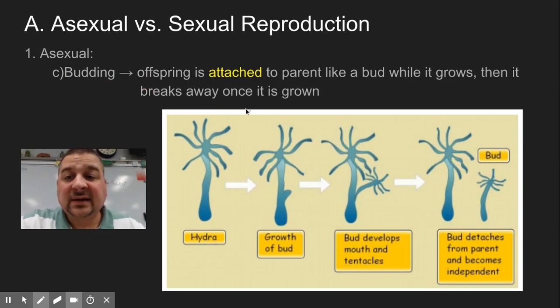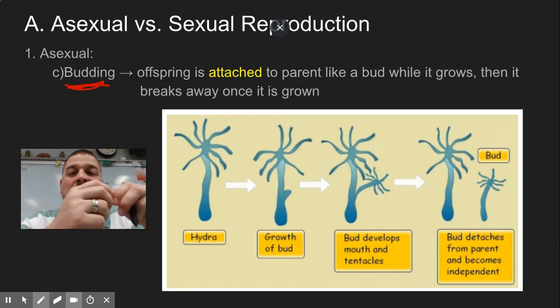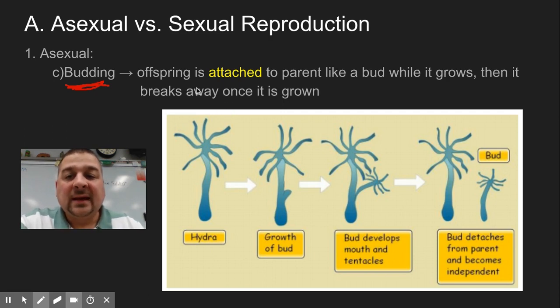The last type of asexual reproduction is called budding. When we think of a bud, you often think of a plant, how new branches and new limbs bud in the spring when they start growing. In budding, the offspring begins to grow attached to its parent, like a bud on a plant while it grows. And then when it's mature enough, it breaks away.